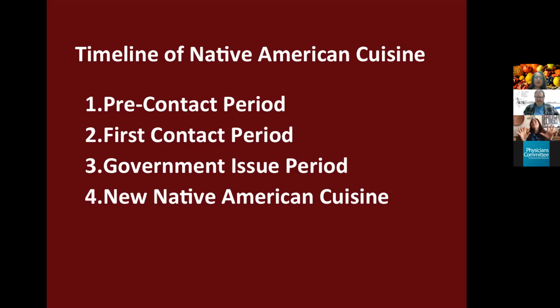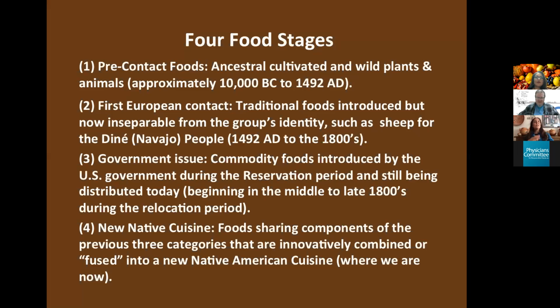And the fourth is my most favorite. We're in the new Native American cuisine, and that is where we are now. So let's take a look at that. So pre-contact foods, ancestral cultivated wild plants and animals from about 10,000 years ago up until 1492. That was when first contact happened here in the United States, in the Americas.